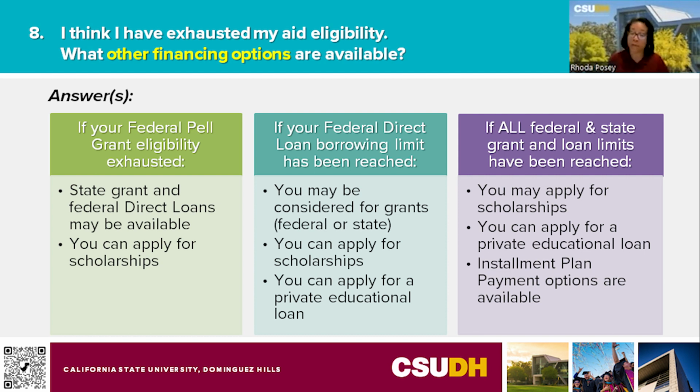You can still apply for scholarships. You can apply for private educational loans. Just because you've hit that borrowing limit on the direct loans doesn't mean there's not other aid you can be considered for. And then lastly, the third one there, if all federal and state grant limits have been met or reached, then what are your options?